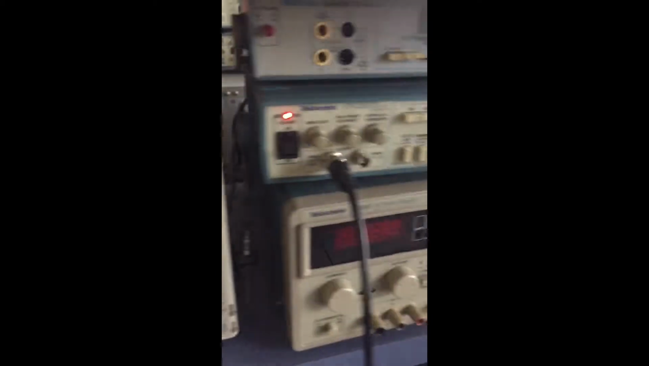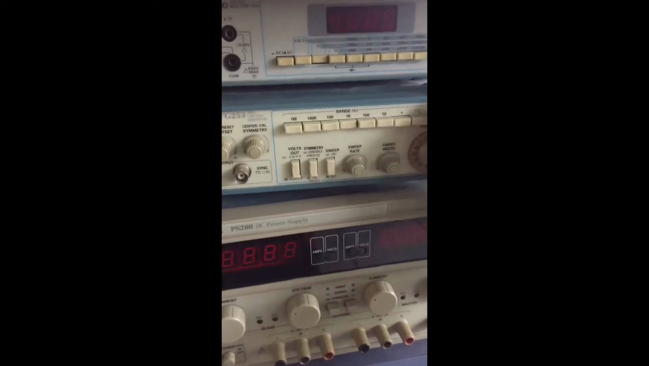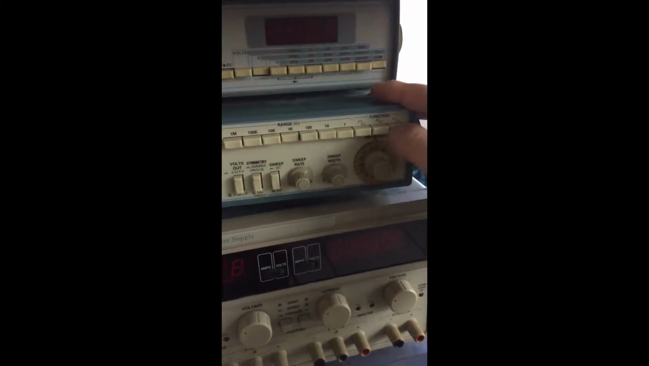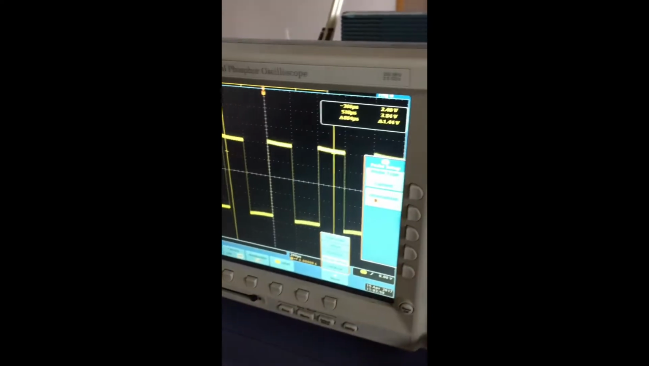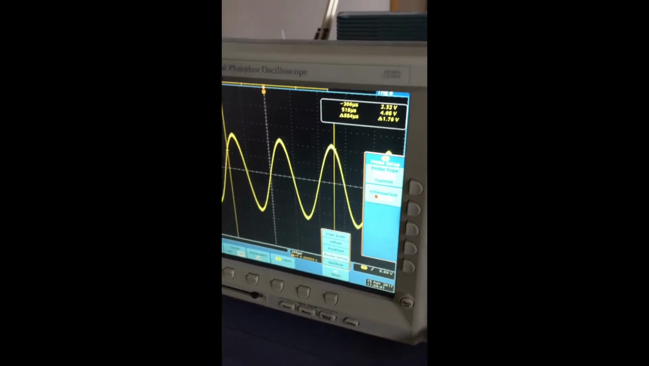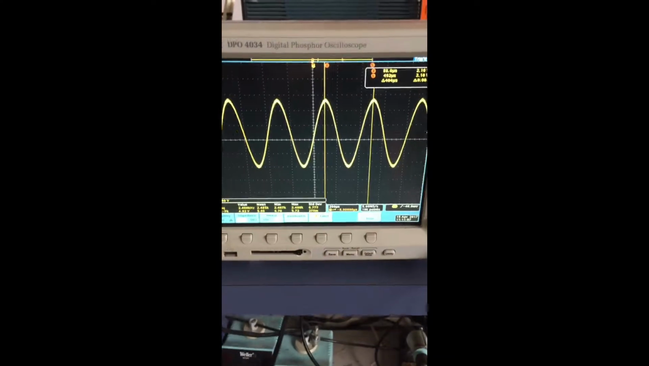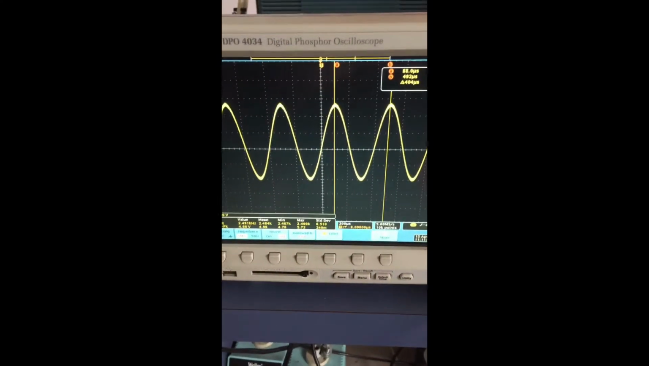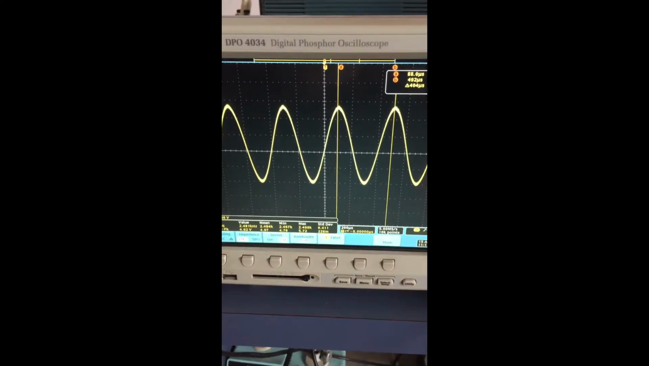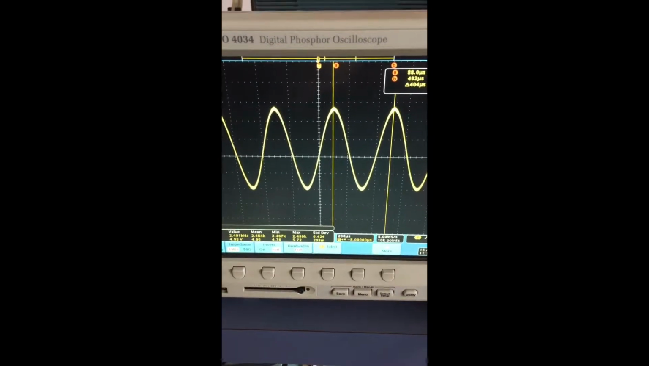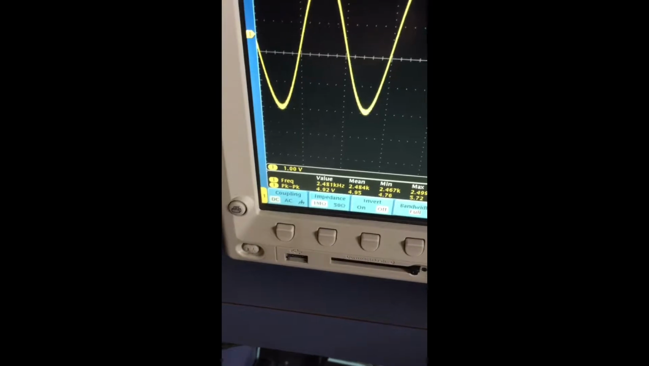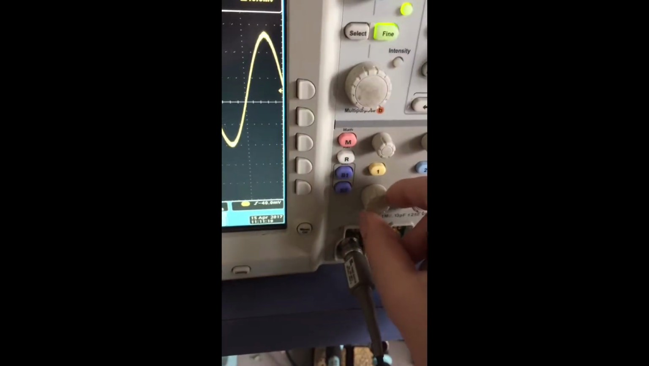We can also adjust what kind of signal we want using the function generator signal function, so we can have a square waveform, triangle, or a sinusoidal. To determine the voltage of the signal without using the measurement function, you can look at the voltage per division scale, which you can see down here is set at 1 volt per division. You can change it using this knob.